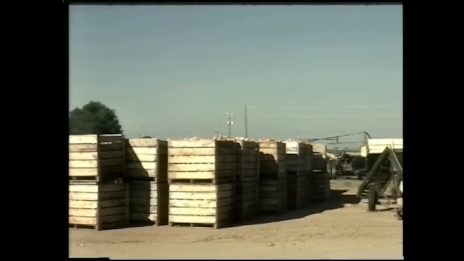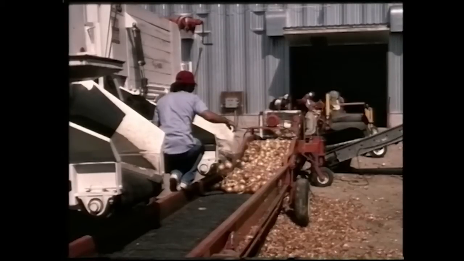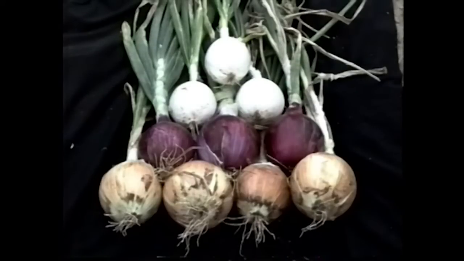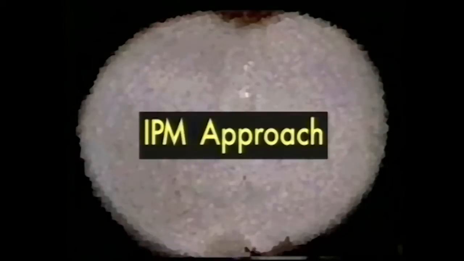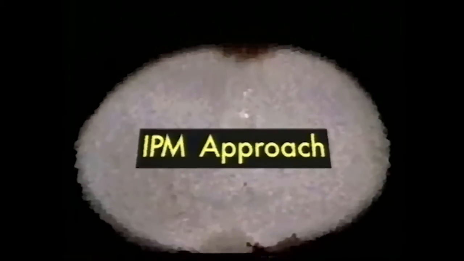In storage, maintain low temperature and humidity in accordance with local recommendations. Handle onions carefully during all phases of storage and marketing to prevent any bruising of or damage to bulbs. In summary, follow sound integrated pest management principles to produce and protect the onion crop.